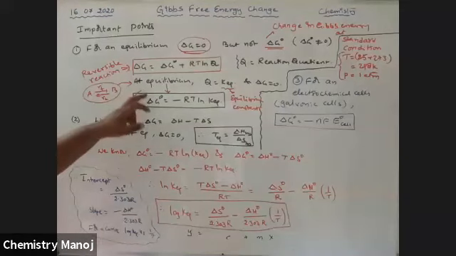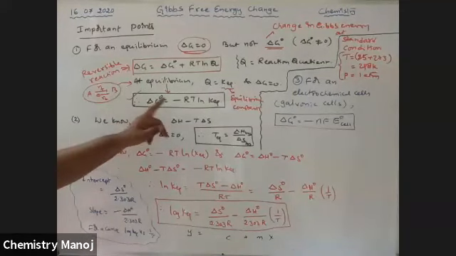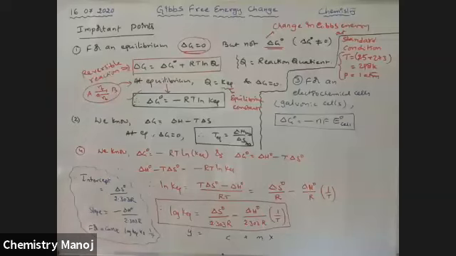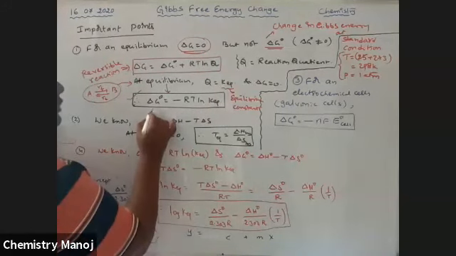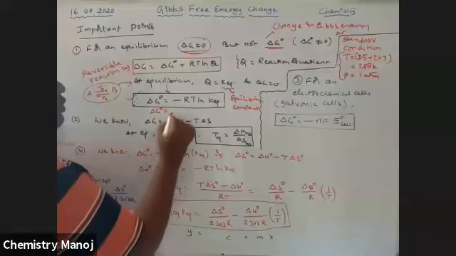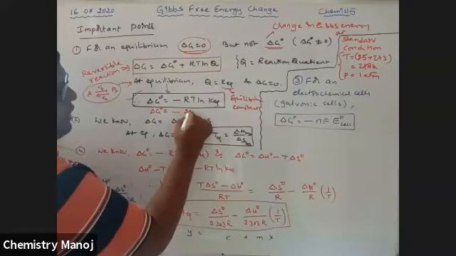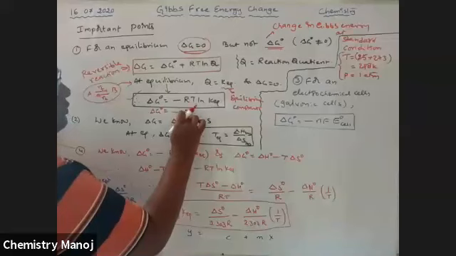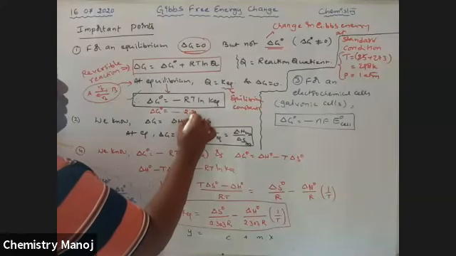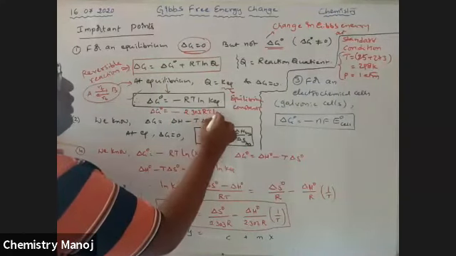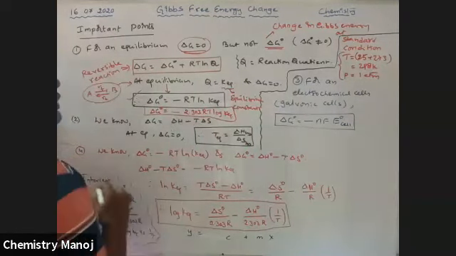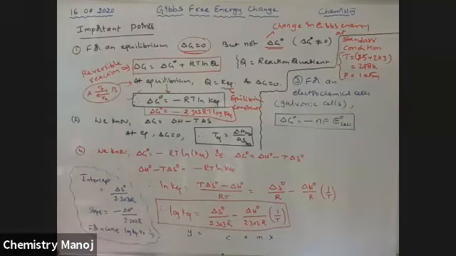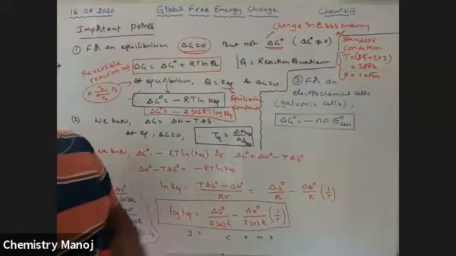Try to remember this point. For an equilibrium, delta G naught is equal to minus RT ln K, the equilibrium constant. To convert this ln term into log terms, ln is replaced with 2.303 log. So delta G naught is equal to minus 2.303 RT log K equilibrium. This is also acceptable.